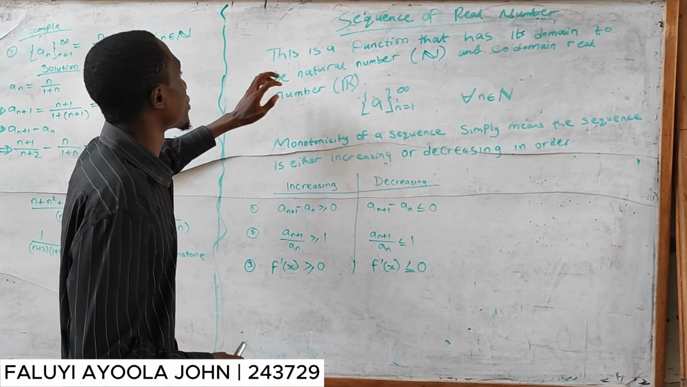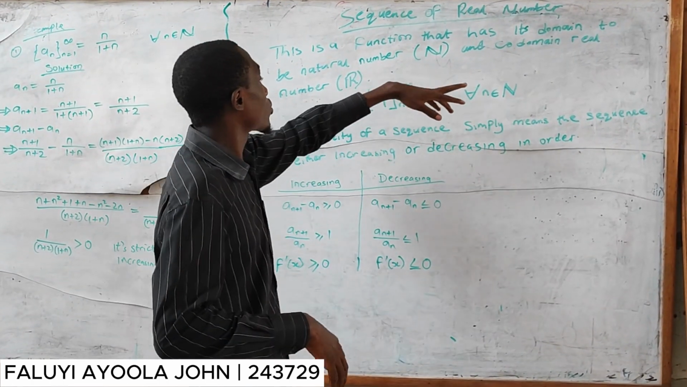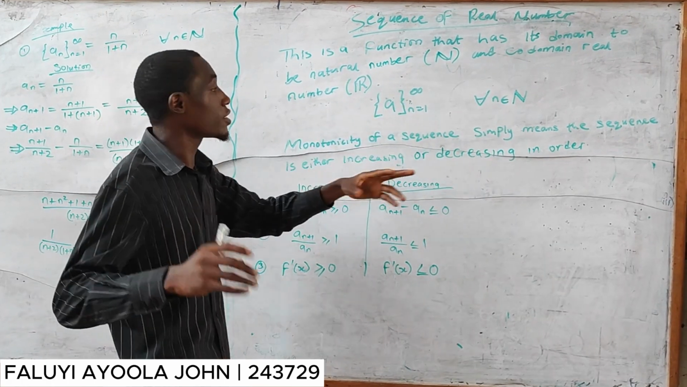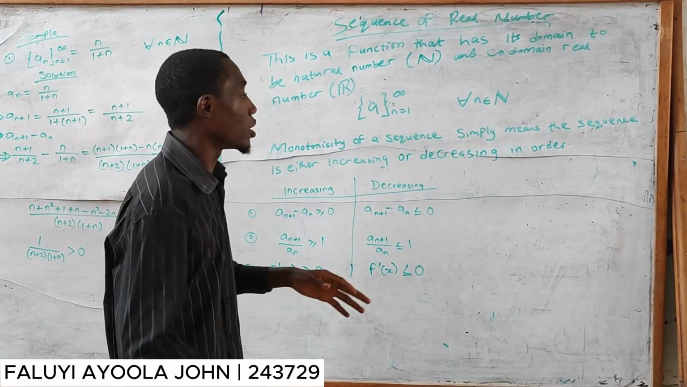Now, what does sequence mean? It is a function that maps the domain, the natural numbers, to the real numbers, and it is generally described as this, where all n is coming from the set of natural numbers.